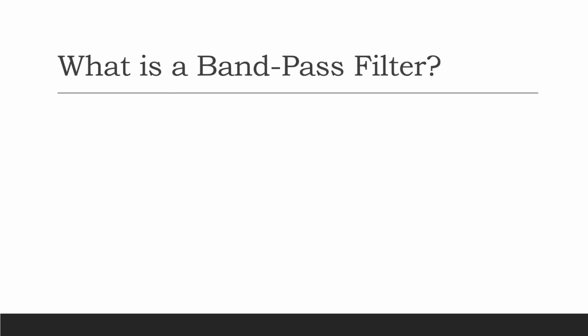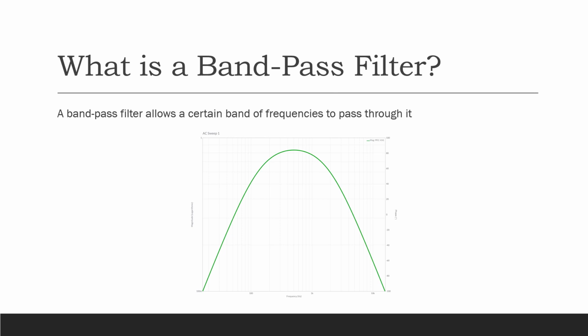We're going to start by talking about band pass filters. So what is a band pass filter? Well, it's a type of filter that allows a certain band of frequencies to pass through and blocks out or absorbs the other frequencies. A frequency response curve might look like this. The frequencies in the middle go through, and the frequencies above or below that band are blocked out.